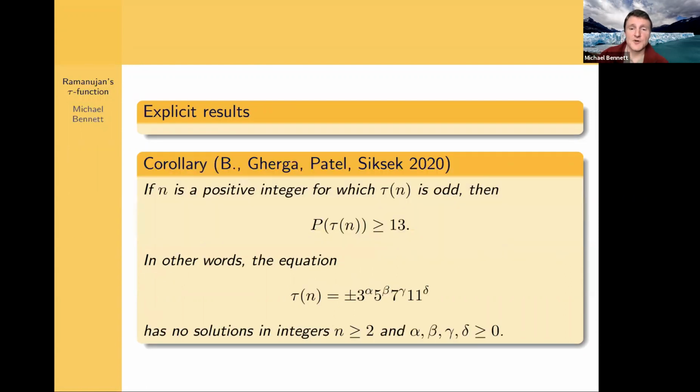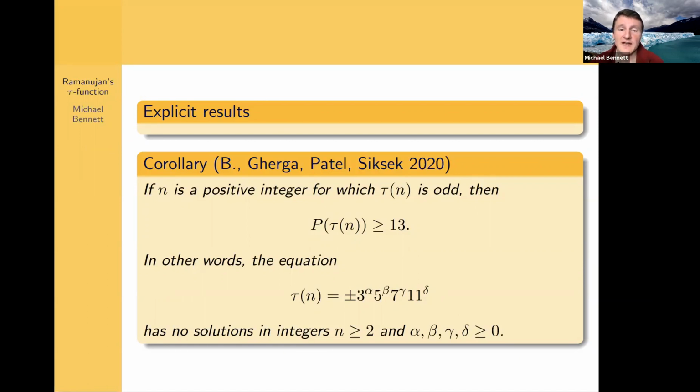Okay, so if we want to cut that down to an explicit result, and make this look a little bit more like the original result we saw of Murty and Shorey, which said that if tau of n is odd, then the greatest prime divisor of tau of n, or tau of n itself, grows reasonably quickly.